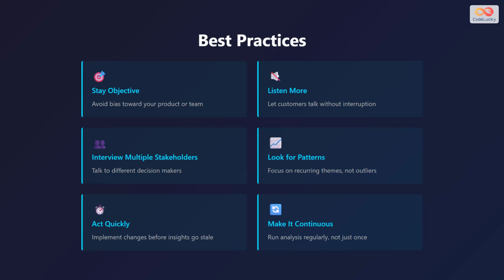Follow these 6 best practices. Stay objective and avoid bias toward your product or team. Listen more than you talk and let customers share their perspective without interruption. Interview multiple stakeholders because different people see the deal differently. Look for patterns and recurring themes instead of focusing on one-off outliers. Act quickly before your insights become outdated. And make this continuous. Run analysis regularly, not just once.